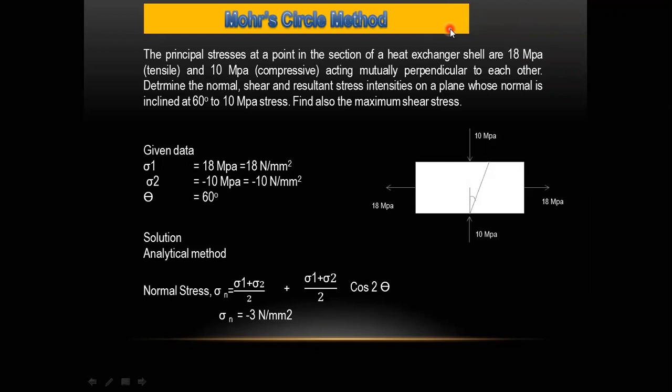Hello friends, in this video we are going to watch the Mohr circle method. Let's see a small problem. The principal stresses at a point in the section of a heat exchanger shell are 18 megapascal tensile and 10 megapascal compressive, acting mutually perpendicular to each other. So they are giving the two stresses, 18 megapascal as the tensile, then 10 megapascal compressive.